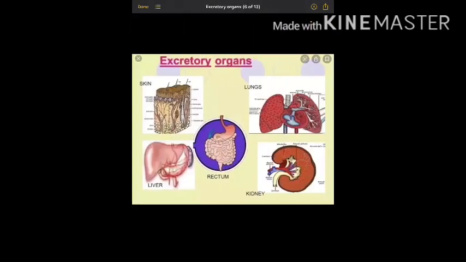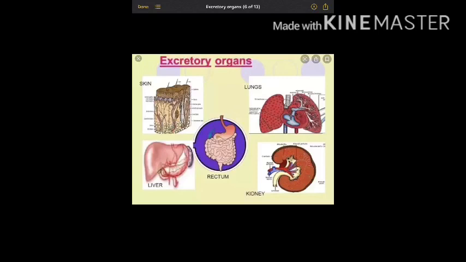Okay, now after this, our next topic in the same chapter is the excretory system. The main role of the excretory system is to excrete waste out of our body. Excrete out means to move waste out of our body. So there are many excretory organs in our body, organs which help us get rid of waste.